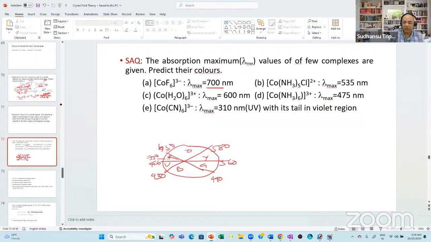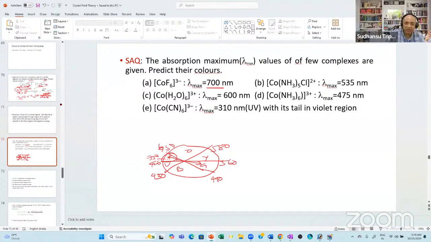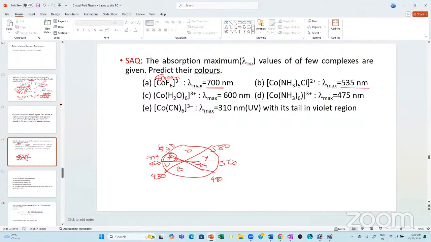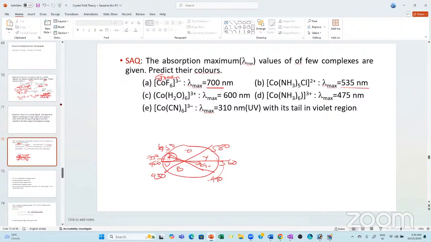So how does it look? Green. If it is absorbing red, then the complementary color will be observed by us. So write down green. This color is green. Then what about pentaammine chlorido cobalt 3? 535 falls in the green region. So it will appear what? Red.